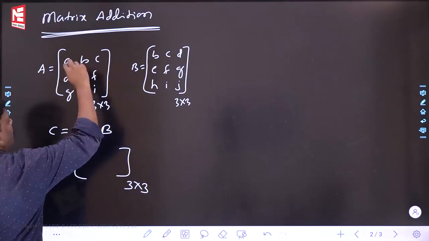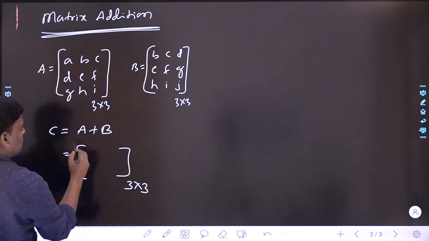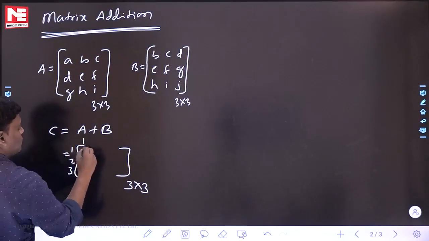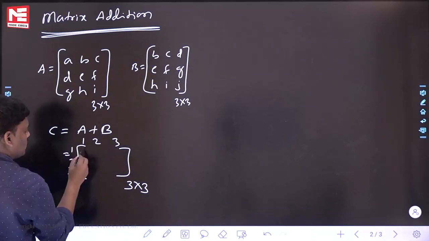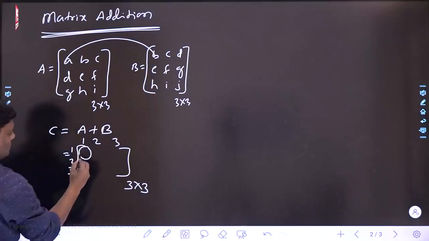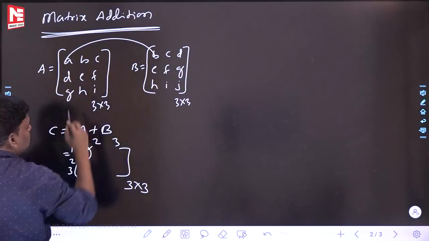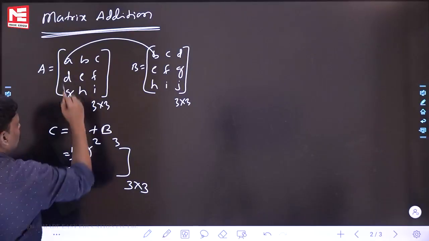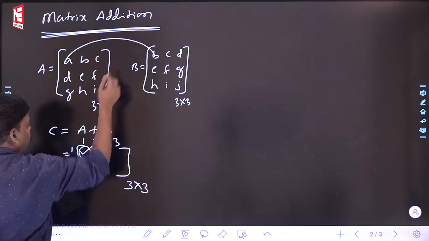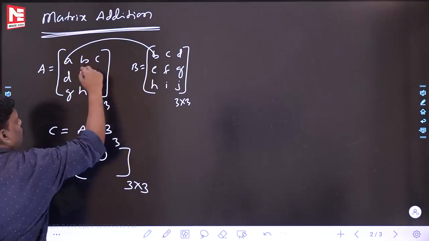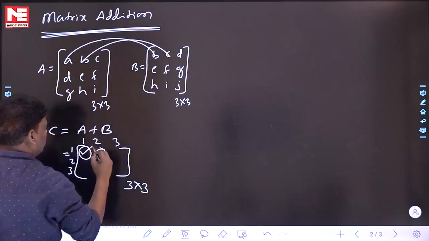How to get the first element of C? Let me write now. 1, 2, 3. It is also 1, 2, 3. Can you say how to get the first one? Everyone now. Just A plus B add, you will get this. If you want the first row, first column element, in both you add. Next one, first row, second column element. If you want the first row, second column of both, you add. Like that you will get.